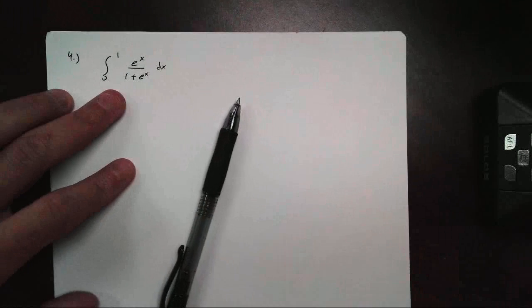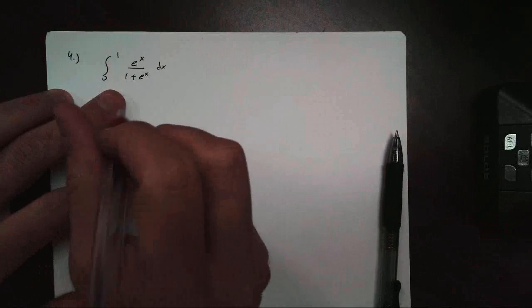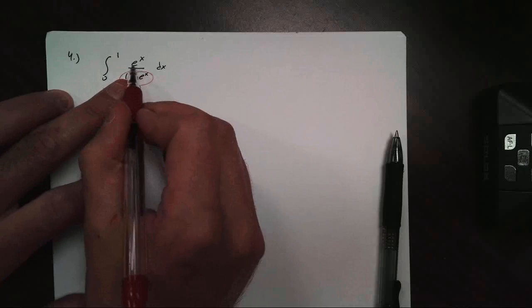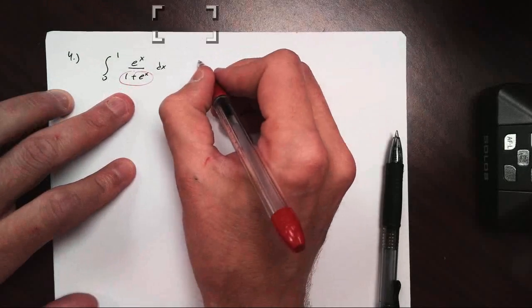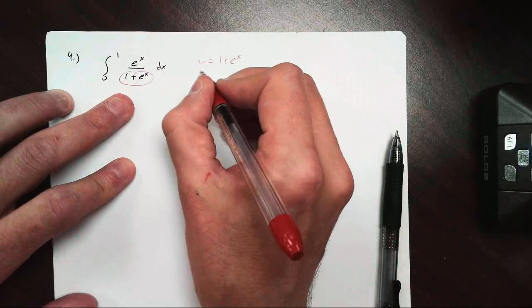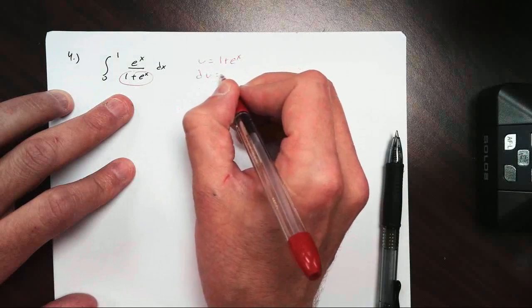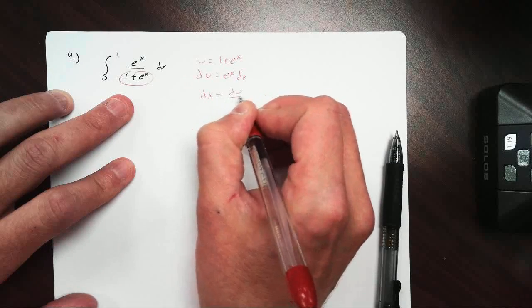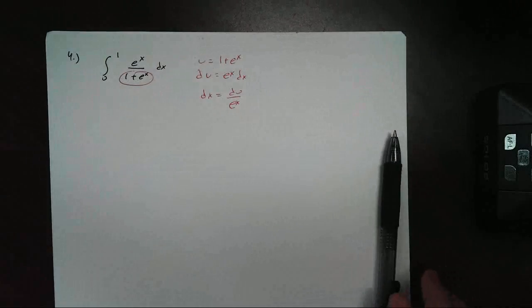But what I can do is I recognize the bottom. If I take the derivative of the bottom, I get e to the x. That's the same as my top. So let's see what happens. So I'm going to try u equals 1 plus e to the x. If worst comes to worst, you take the wrong u, you start over. We get e to the x dx, so my dx equals du over e to the x.